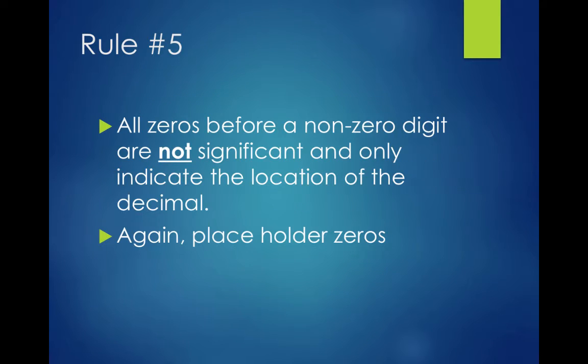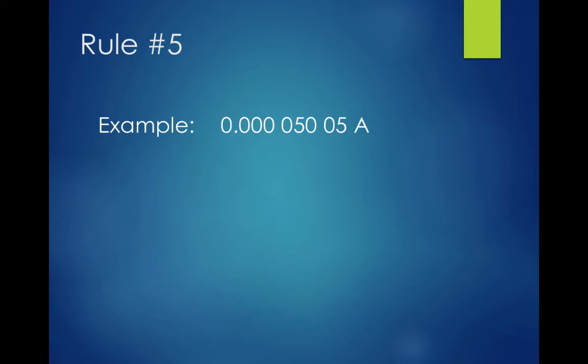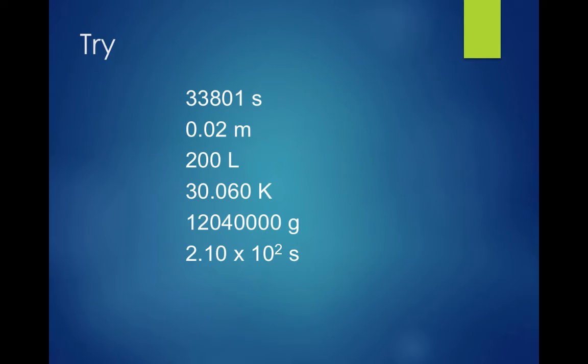Rule number 5. All zeros before a non-zero digit are not significant and only indicate the location of the decimal. Again, these are called placeholder zeros. Example, this only has 4 sig figs. The 2 zeros in the middle count. The ones leading do not. They are simply placeholder zeros. Try these examples.